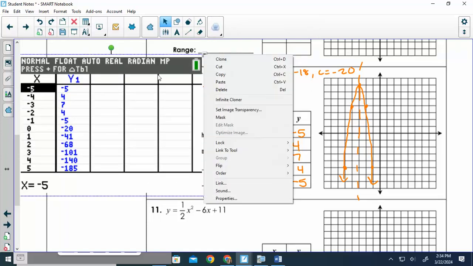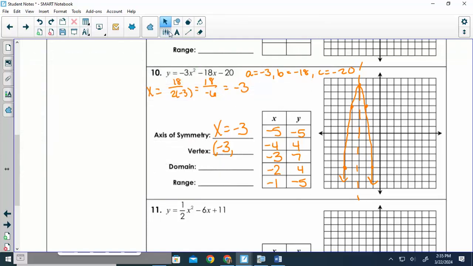Final questions. So, I haven't filled in yet. What's the y value for my vertex? X is negative 3, y is 7. What's our domain? And what's our range? Less than or equal to 7. So if it opens up, it's greater than. If it opens down, it's less than.